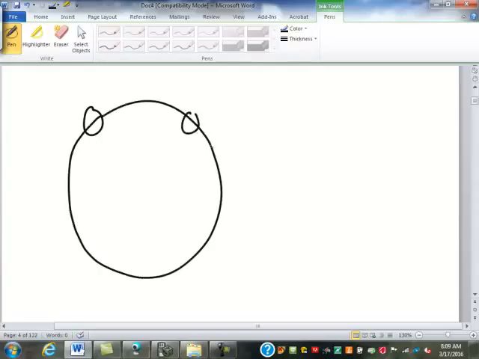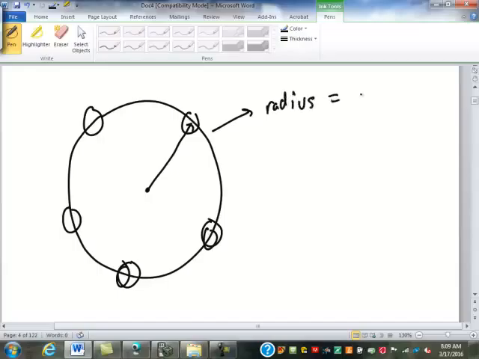Pretend that looks like a circle. Pretend those are evenly spaced around my circle. What we're looking at is indexing, or spacing holes, a certain number of holes around a circle. So in this case, we've got 5 holes evenly spaced around a circle. And the circle is going to have a radius of 3 inches. We're going to make it easy on ourselves.